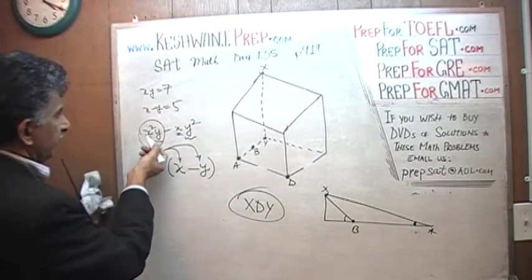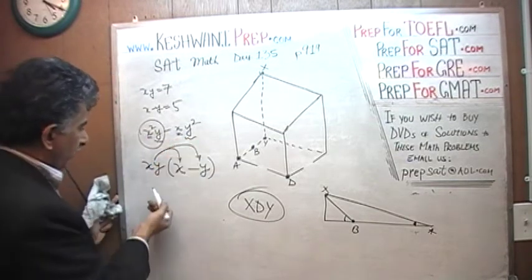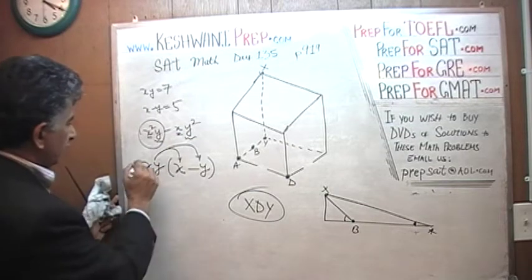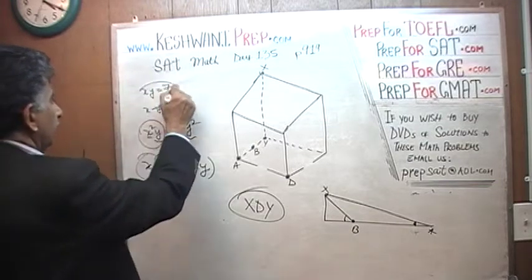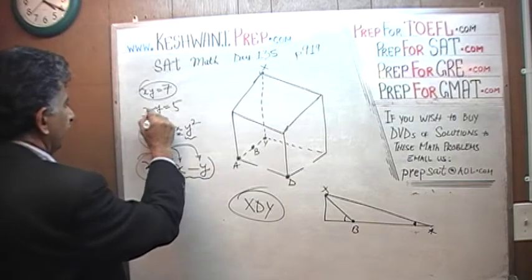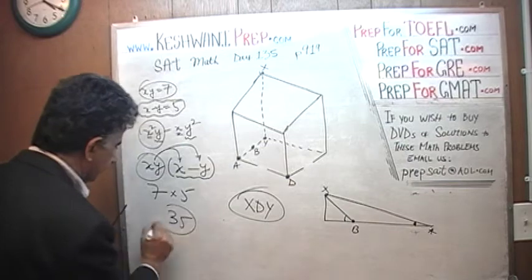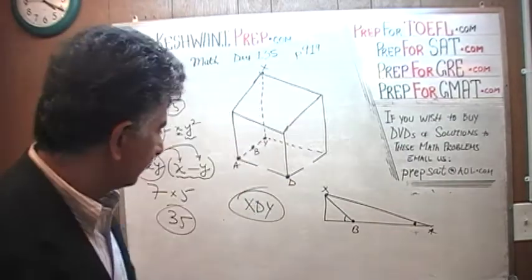So this quantity that they're looking for, X squared Y minus X times Y squared, is simply X times Y times X minus Y. But they tell us what X times Y is. X times Y, they tell us, is 7. And X minus Y, they tell us, is 5. That's it. So the answer is 35. And that's the answer choice D.